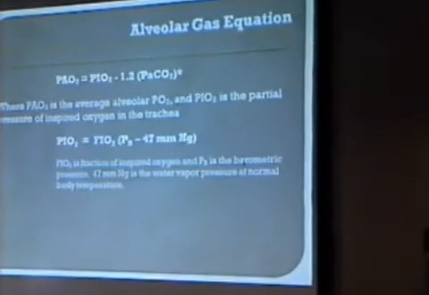So we'll assume it's sea level. Okay. So what is the barometric pressure at sea level? You have to remember these numbers. 760 millimeter mercury. Okay? So sea level is 760 millimeter mercury.